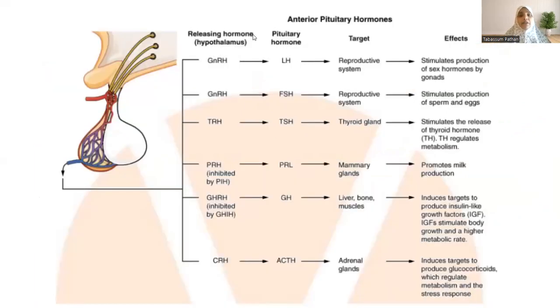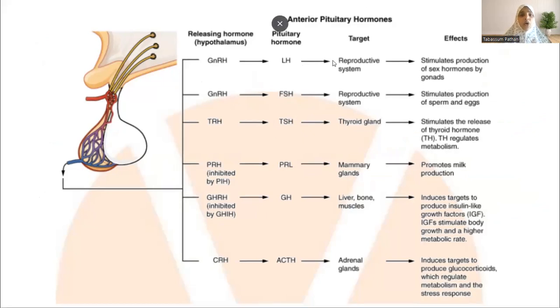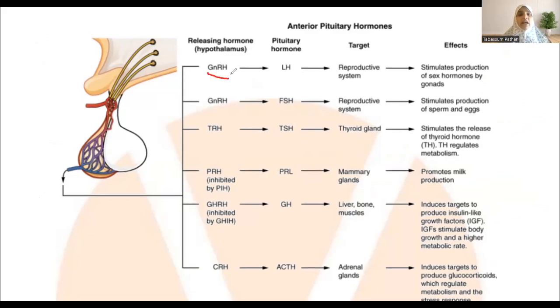So again, the hypothalamus secretes all these hormones, which are then carried to the pituitary gland to trigger it to secrete another set of hormones. So we will take this one by one. The hypothalamus secretes gonadotropin releasing hormone, GnRH. So now we are talking about this part.